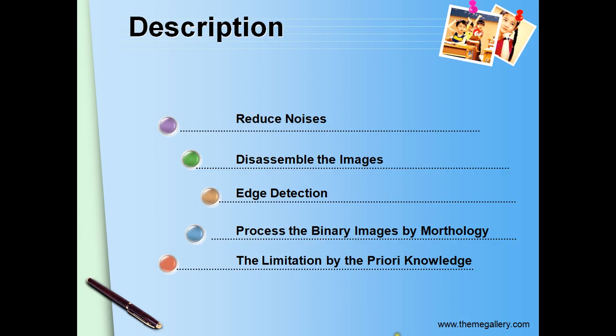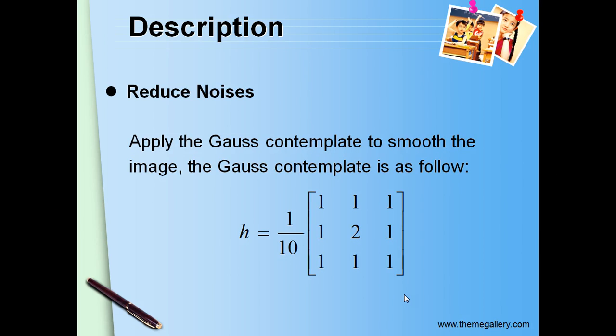I will now give some details about how I do the process. There are a total of 5 major steps. First, I will use a method to reduce noise in the image. I will use a Gaussian template to smooth the image. This is the function, or expression, of the Gaussian template.